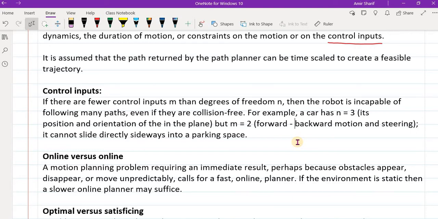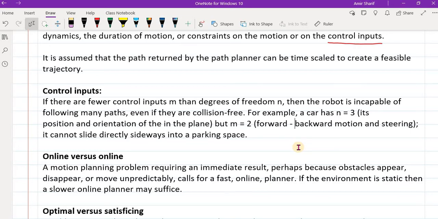For example, a car has 3 degrees of freedom, which is its XY motion and the rotation in the plane. But only 2 degrees of freedom are controllable, which is the forward-backward motion and the steering. You can control the steering angle. So that's why the car cannot slide directly sideways in a parking space.